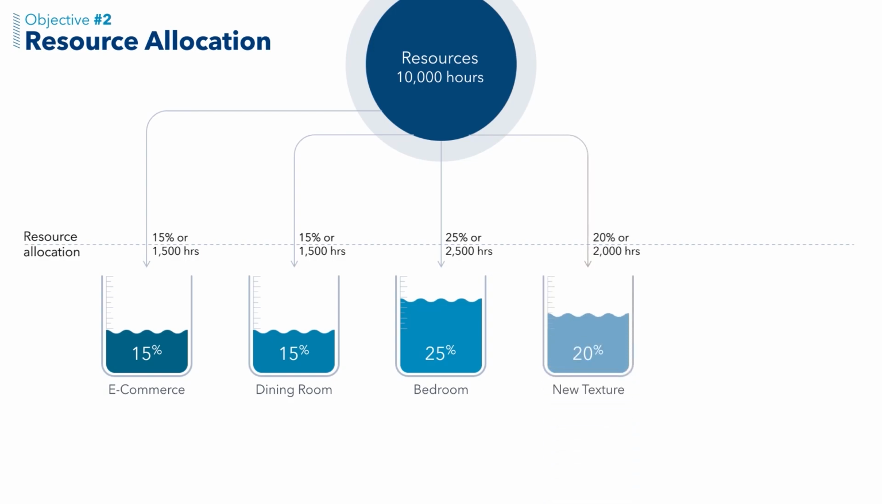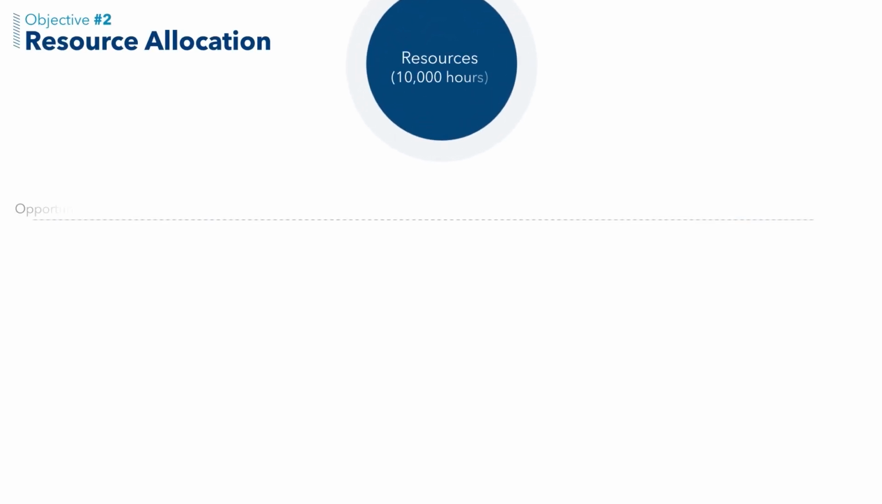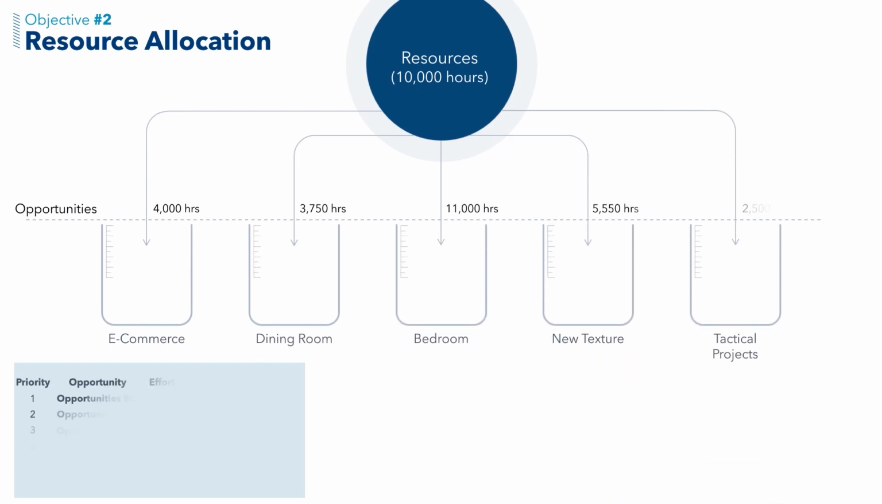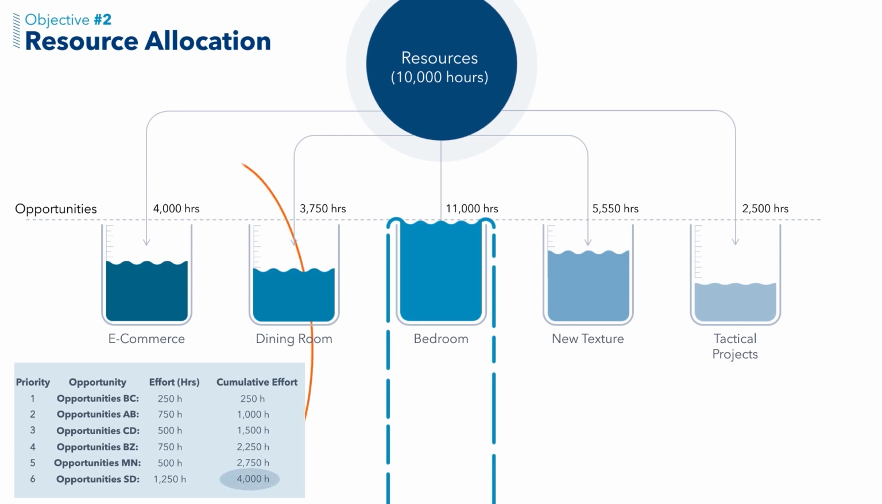This manufacturer also had a bucket for other tactical projects unrelated to strategic arenas such as customer demand, product maintenance, etc. The product committee must agree on resource allocation for each strategic arena, thus deciding which strategic arena should be prioritized. Then the team evaluated the required effort to tackle all the opportunities in each strategic arena independently, leading to the cumulative effort needed to tackle the whole portfolio. Notice that there are way too many opportunities in the bedroom area, considering the total resources pool.